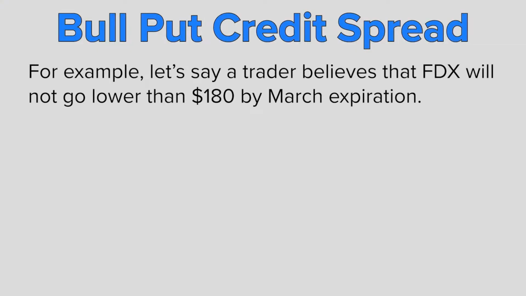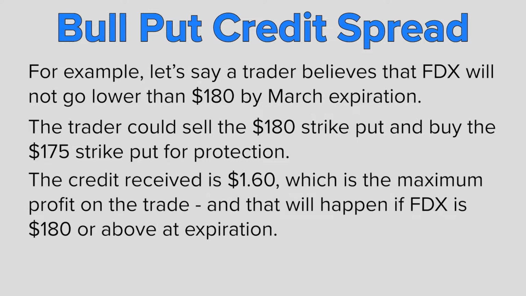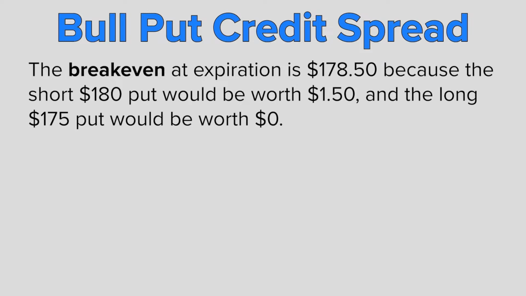For example, let's say a trader believes that Federal Express will not go lower than 180 by March expiration. The trader can sell the 180 strike put and buy the 175 strike put for protection. The credit received is $1.50, which is the maximum profit on the trade, and that'll happen if FedEx is 180 or above at expiration. The break-even price at expiration is $178.50 because the short 180 put would be worth $1.50 and the long 175 put would be worth $0.